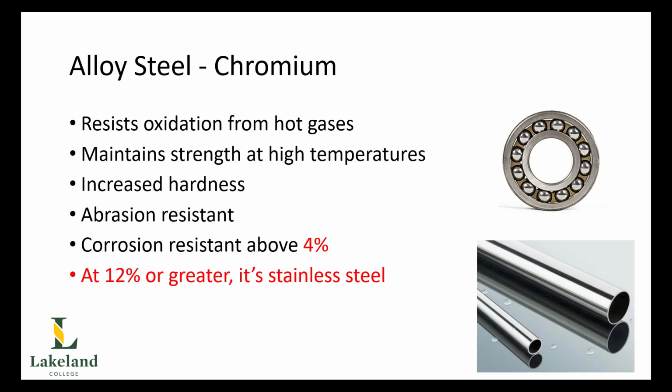So talking about our chromium one then, chromium is the one that generally lends itself to the discussion of stainless steel. When we add more than 12% chromium to a steel, it becomes stainless steel. Now, there are different grades of stainless steel, but the magic number for us to remember is 12%. If, however, we add more than 4% chromium, well, then we just achieve corrosion resistance.